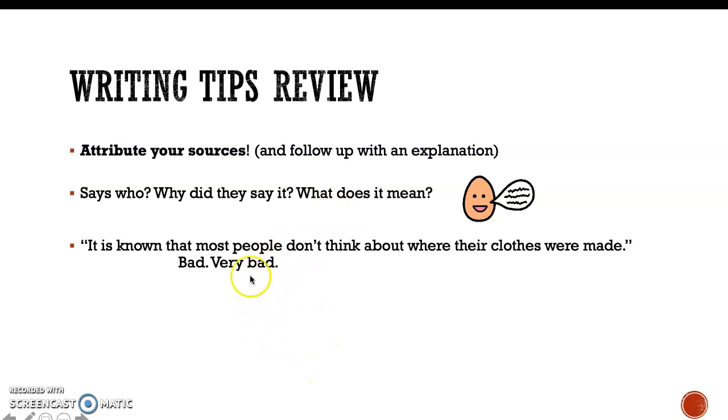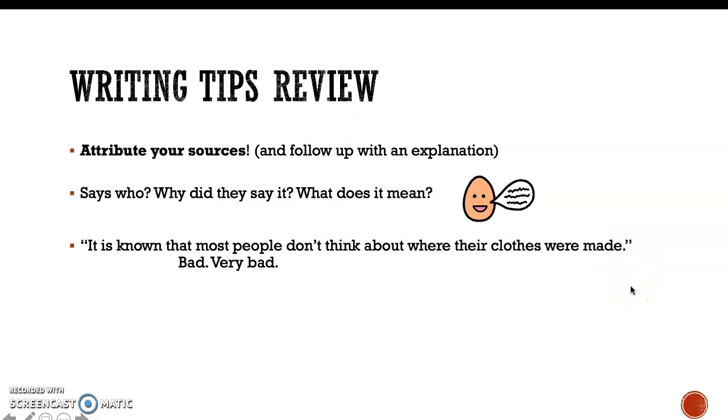So here's a sentence that is not attributed and is poorly written and is another cringe-worthy sentence. So I'll read it to you. It says, "It is known that most people don't think about where their clothes were made." Okay, so first of all, this is written in the passive voice, which we know we're supposed to avoid as much as possible. Most people, that's vague, right? Let's talk about percentages if we can. Or if we're making a very general statement, that might be okay, but we want to be as specific as possible.